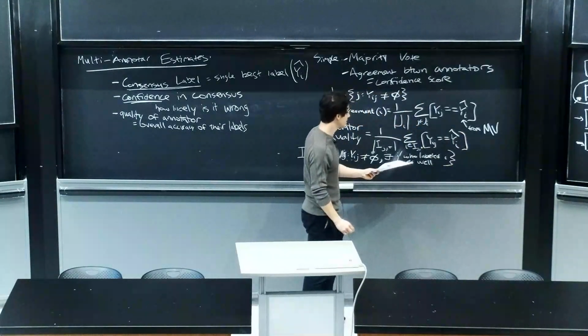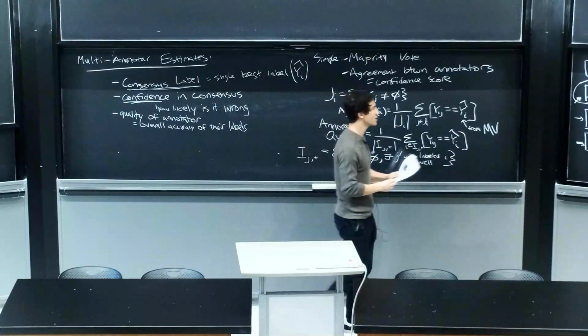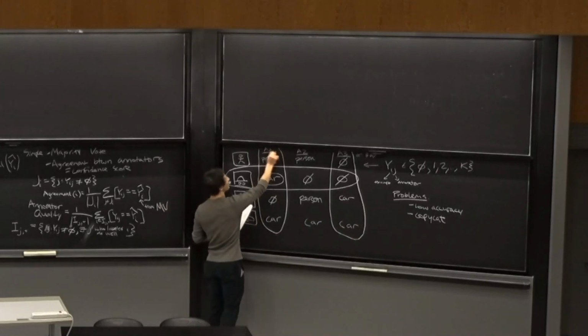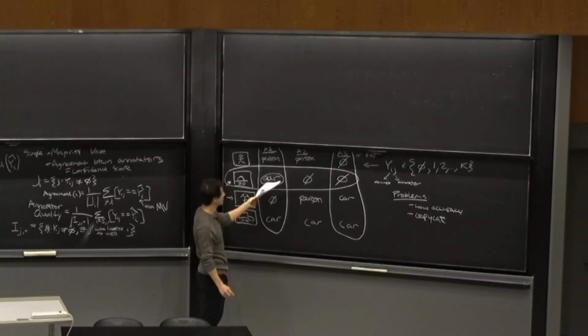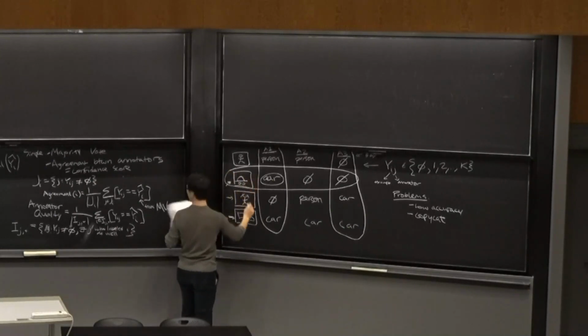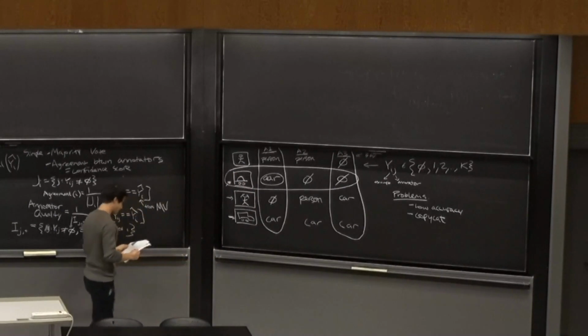So I'll let you digest that for a second, but really the only subtle point here is that the definition of this set is just to make sure that when we're scoring the quality of annotator 1, we're not including the fact that that was the only annotator that labeled this example. So this example would not fall into that set I_j plus.